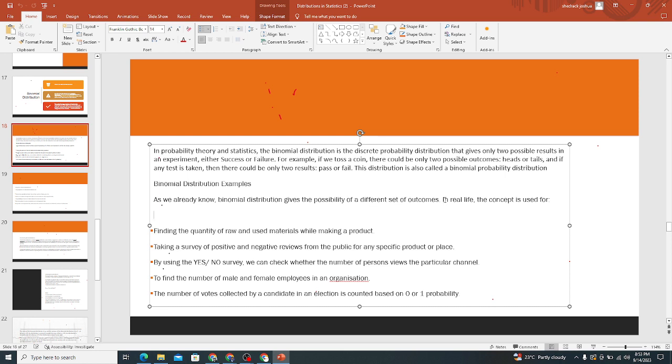In real life, the concept is used for maybe finding the quantity of raw and used materials while making a product. Then also when taking a survey of positive and negative reviews from the public for any specific product or place. So it's either a positive review or a negative review.